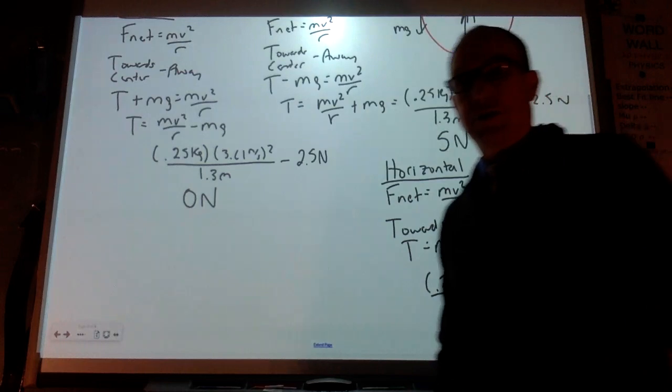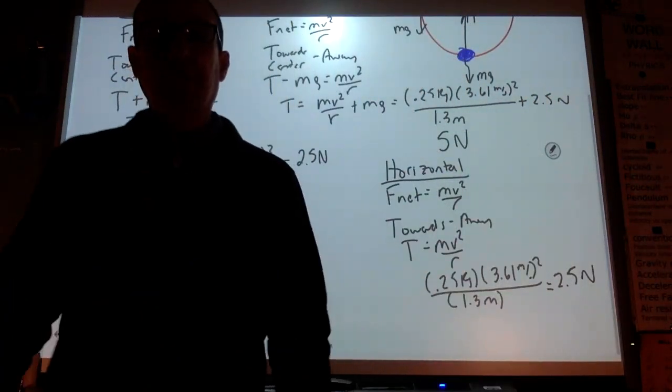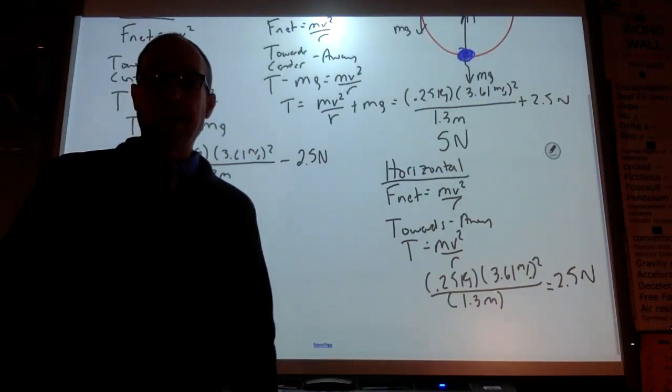So that makes the vertical circles a little bit more complicated. But the free body diagram should help you in all cases.